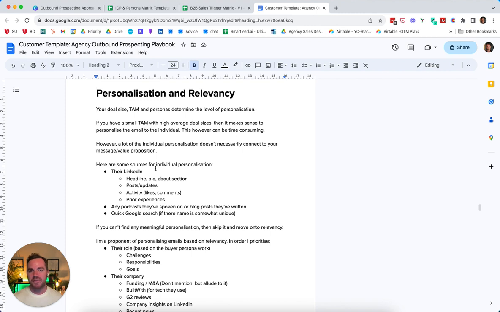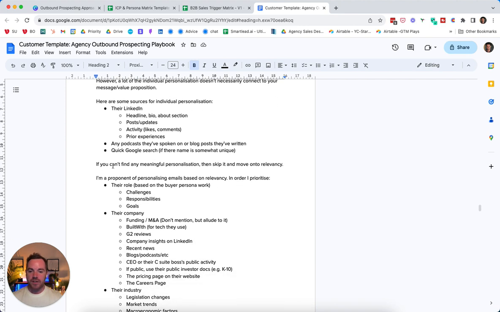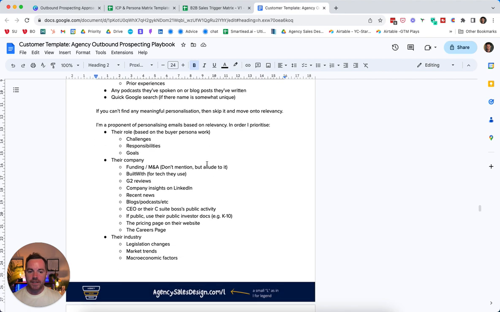Searching for John Smith, it's going to be quite hard to find that individual. You might want to add the company name in there just to see if you can find any additional information. But as I mentioned, if you can't find any meaningful personalization, then skip and just move on to that relevancy.